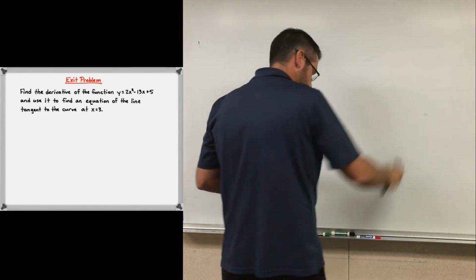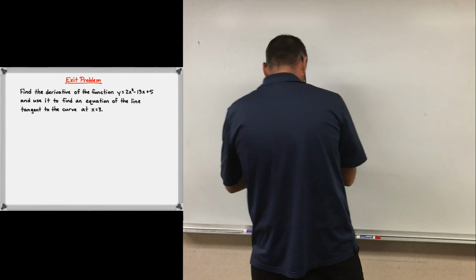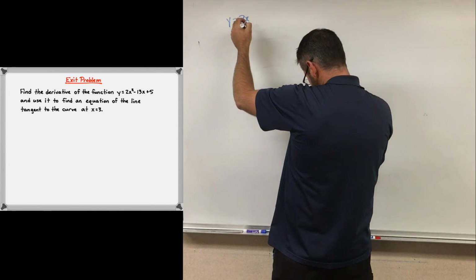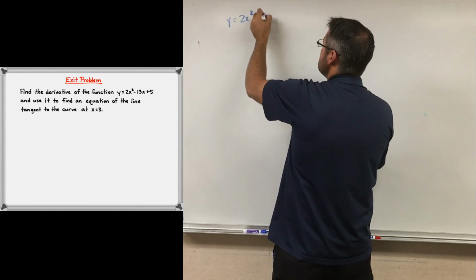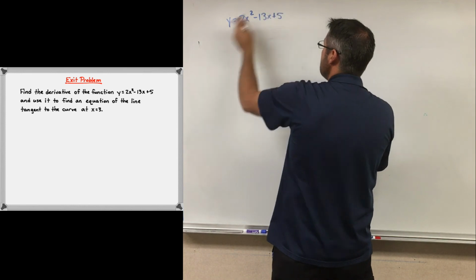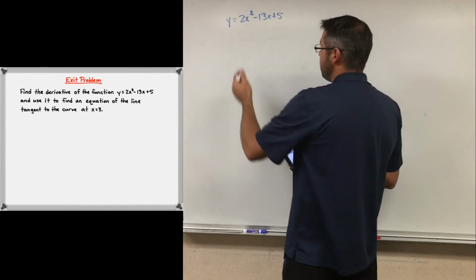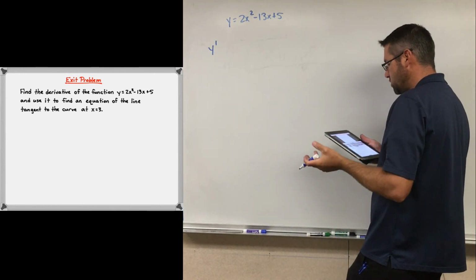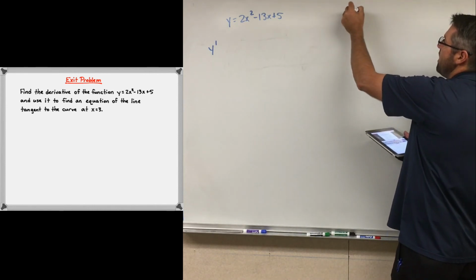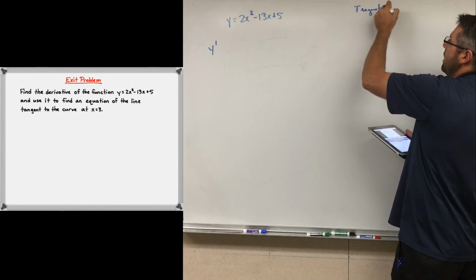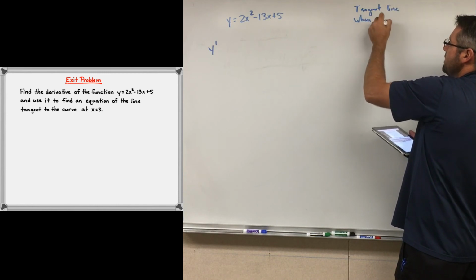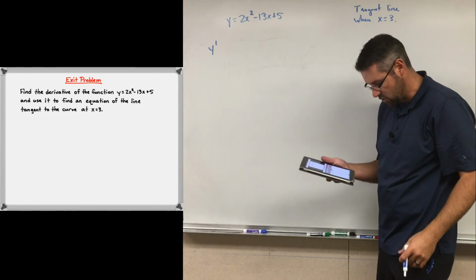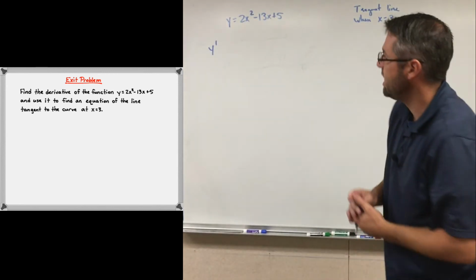So what are we asking for here? Essentially, it says, okay, let me write it down here so we can do it. Y equals 2x squared minus 13x plus 5. It says, find the derivative of the function. So the first thing we have to do is figure out what y prime is. And then it says find the equation of the line tangent to the curve. So we need to find the tangent line when x equals 3. So these are our two goals here. We want to figure out the derivative function first, and then we want to find the tangent line's equation.